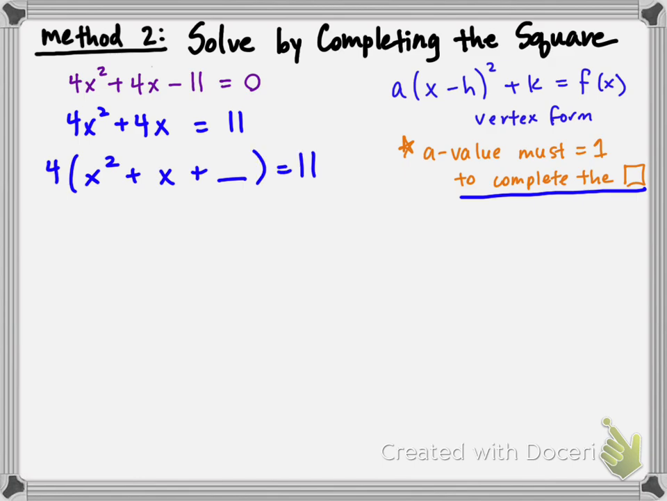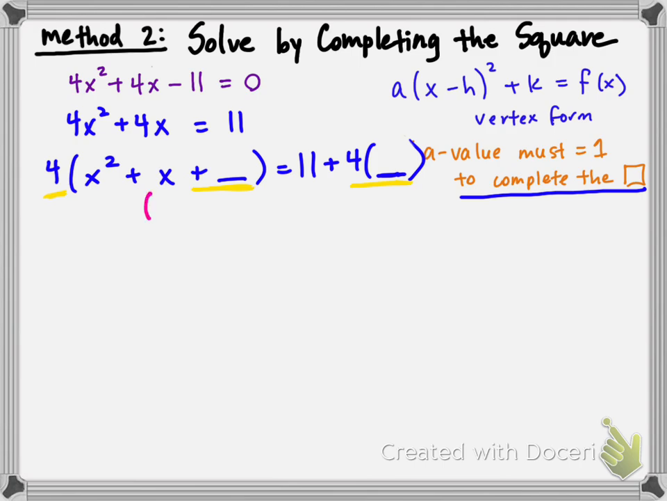Now, I have 11. Remember, I added this plus blank and this 4 times. So I need to, on the right-hand side of my equation, do 4 times a blank. If I don't do that, I'm not making an equivalent equation. So I want to make sure on the left side I have 4 times that plus blank, and on the right side 4 times that plus blank.